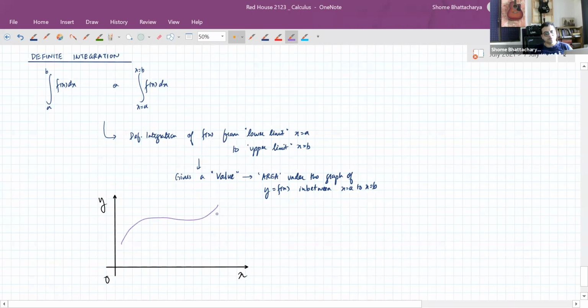So let's say this represents a graph of y is equal to f(x), and these 2 points represent x equal to a and x equal to b. Then between these limits, the graph encloses a certain amount of area. So this is the area we're talking about. This area.